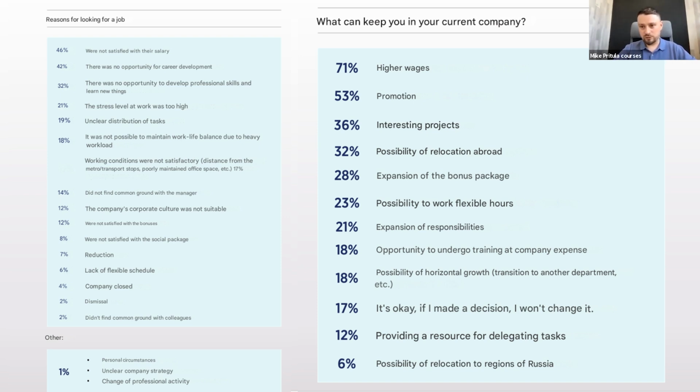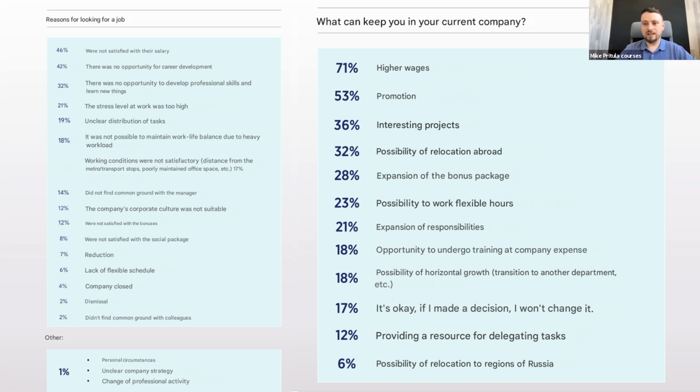Let me reiterate. From the perspective of analyzing turnover, it's important to understand not only why people left, but also why those who haven't left might leave. Because those who have left, we can't retain them anymore. Those who haven't left yet, we can retain them. By knowing what might make them leave, we can change the situation.